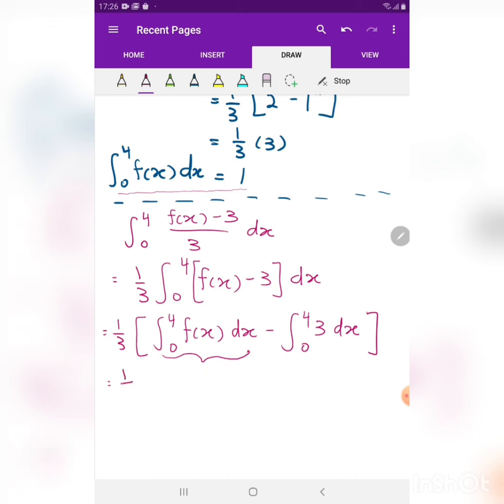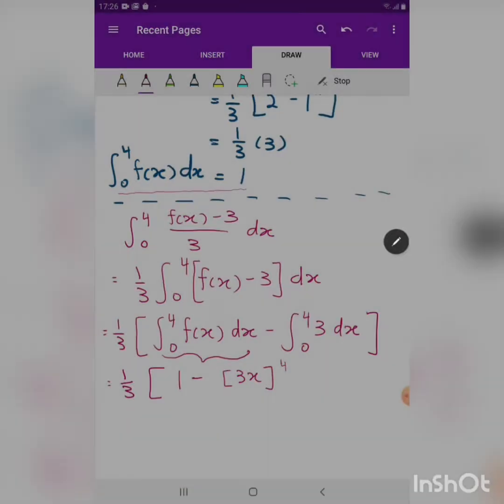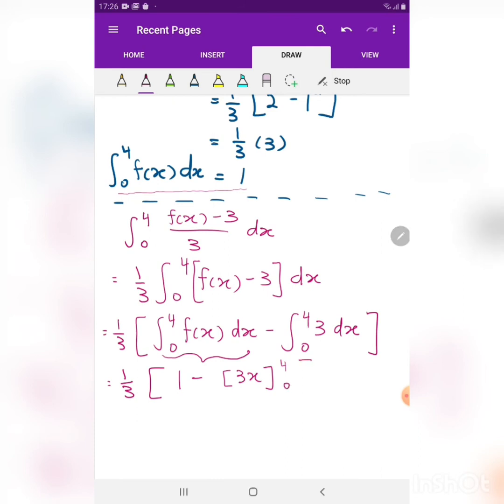So here, 1 over 3 square bracket 1 minus. Now we are going to integrate this part here. You notice that we only have 3, so that means our x is to the power of 0. Anything to the power of 0 is 1. So we increase the power of the x: 0 plus 1 is 1, so it's x to the power of 1. We put another small square bracket, 3x, and we put our 4 and 0 outside.